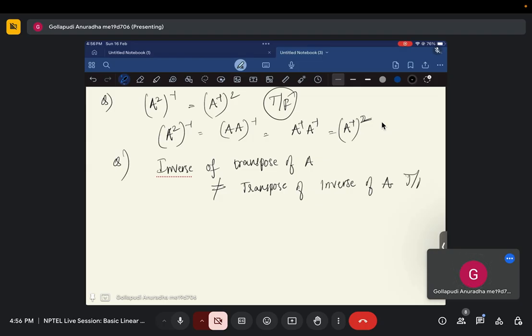True or false? The inverse of the transpose of A is not equal to the transpose of the inverse of A. Let's convert these words into symbols. So I am saying this: the inverse of the transpose of A is not equal to the transpose of the inverse of A. True or false? Just take a moment.